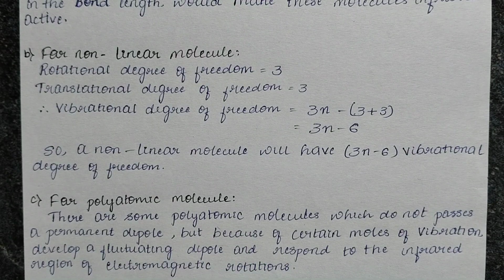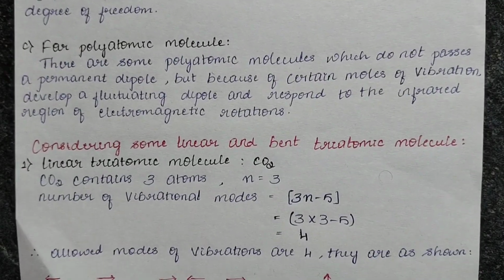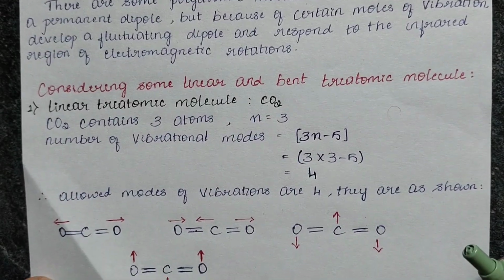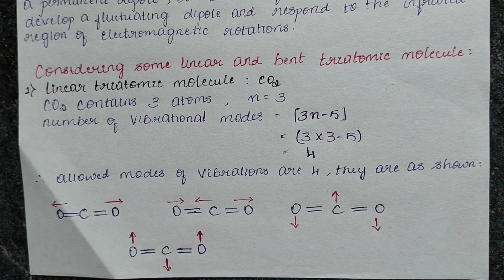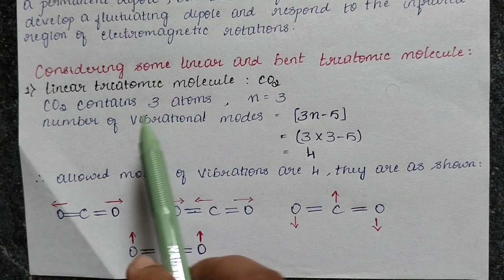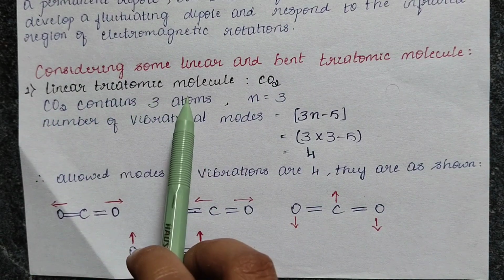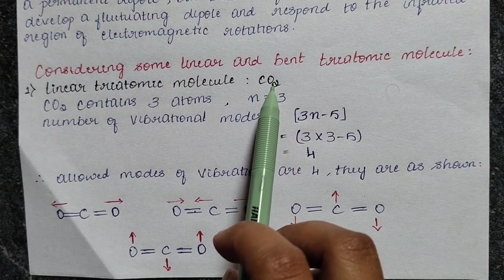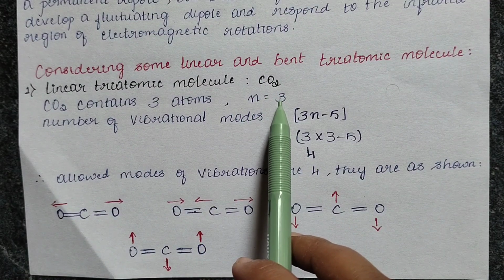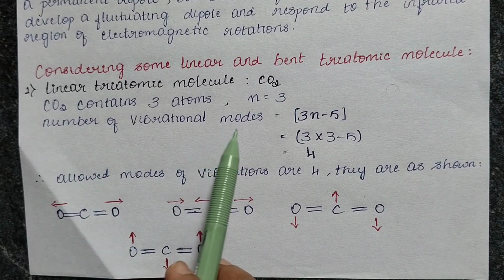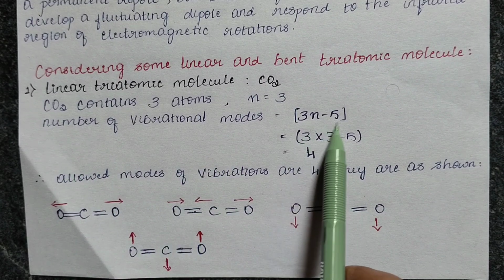Now let us consider some examples of linear and bent triatomic molecules. So let us consider a linear triatomic molecule, that is carbon dioxide, CO2. CO2 contains 3 atoms, that is 1 carbon and 2 oxygen. Therefore n is equal to 3. And we know that carbon dioxide is a linear molecule, so the number of vibrational modes for a linear molecule will be 3n minus 5.